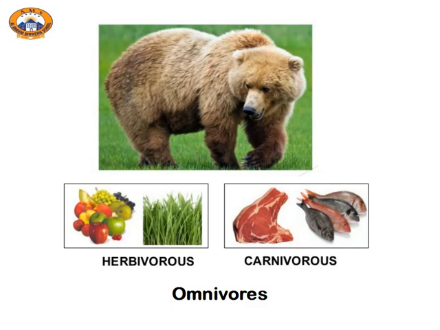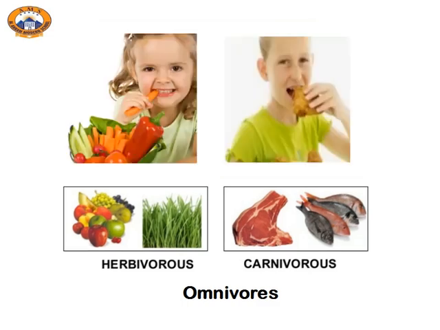The bear. As we have just said, the bear sometimes eats plants and sometimes eats meat. So, the bear is an omnivore that eats both plants and meat. Humans. Humans eat fruits and vegetables, which are plants. And also the human eats meat. So, humans are omnivores because they eat both plants and meat. We are omnivores.